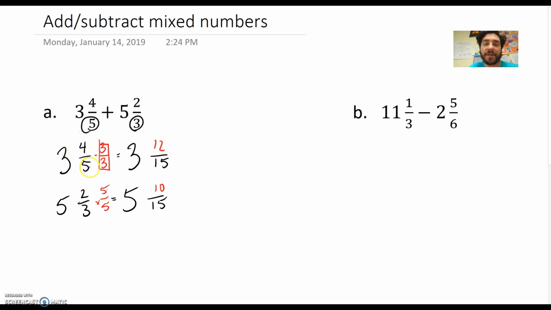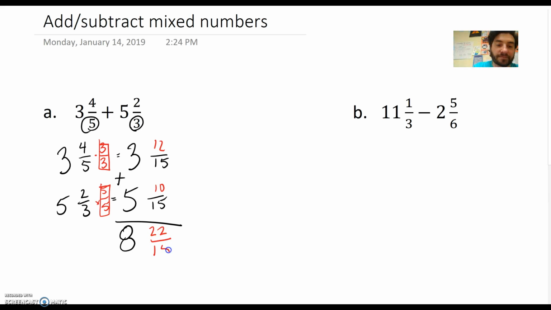So 3 4/5 is equivalent to 3 12/15ths, and 5 2/3 is equivalent to 5 10/15ths. Now we're going to add these two together. I'm going to add my whole numbers together, and then I'm going to add my fractions. My wholes: 5 plus 3 is 8. And adding the fraction parts, 12/15ths plus 10/15ths is 22/15ths.